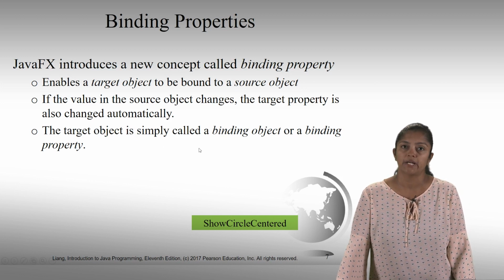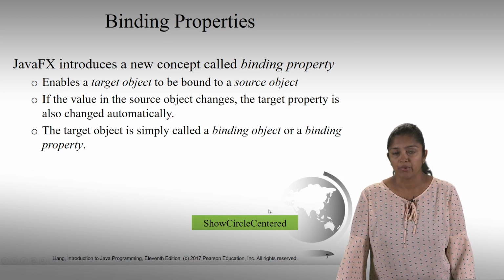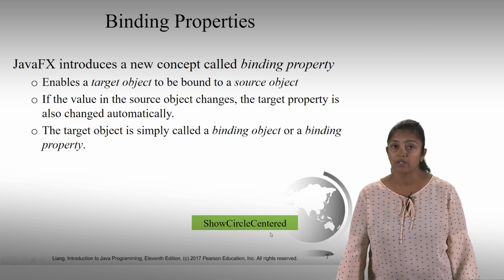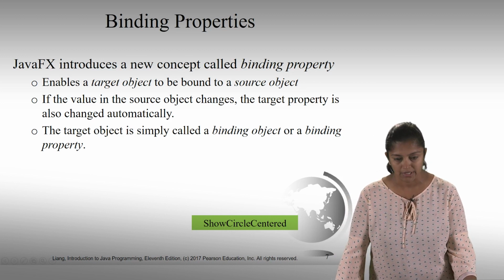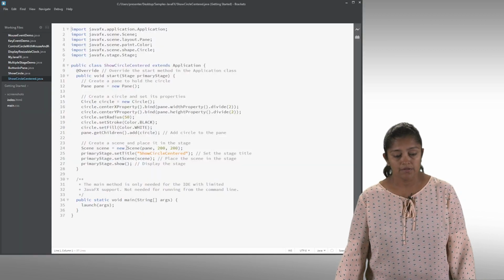The target object is called the binding object, and then it uses what's called a binding property. So I'll show you an example of how this is done using show circle centered. So this will be a circle that's centered on the window at all times. So here's the code.